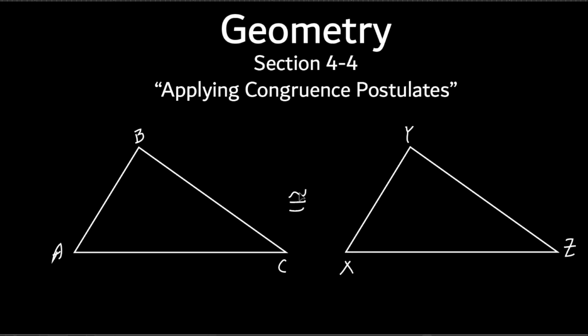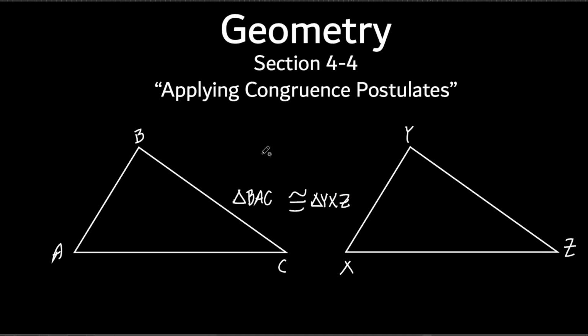Now, what if I would have called this, I don't want to take too long on this because I talked a lot about this yesterday, but what if I called this triangle, let's say BAC? If I call this BAC, what would I call this one over here? So if I call this BAC, I would have to call this YXZ. Okay, YXZ. All right, everybody follow me?